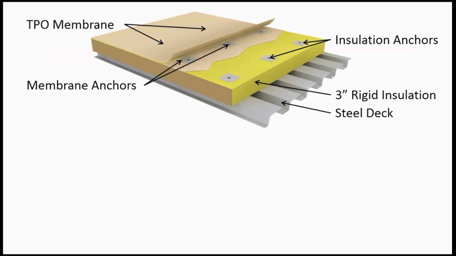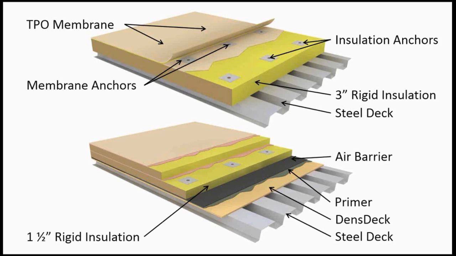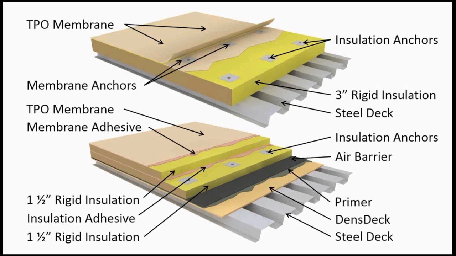They controlled the air pressure pumping by also fully adhering the roof system. So this is what it looked like originally, and this is what it looked like in the repair. It's a steel deck, the dense deck, primer, the air barrier, the 1.5 inches of insulation, the anchors, the adhesive, another layer of insulation with staggered joints, then the membrane adhesive and the membrane.